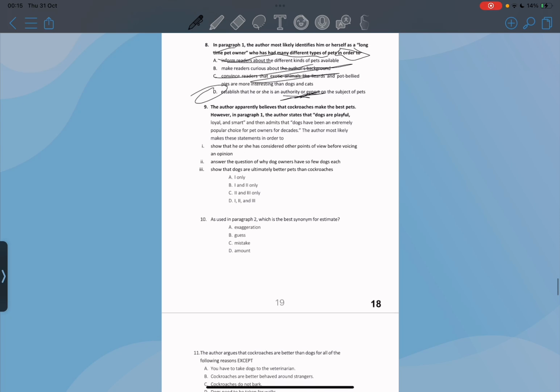Okay, question 9. The author apparently believes that cockroaches make the best pets. However, in paragraph 1, the author states that dogs are playful, loyal and smart, and then admits that dogs have been an extremely popular choice for pet owners for decades. The author most likely makes this statement in order to do what? So, show that he or she has considered other points of view. Answer the question of why dog owners have so few dogs each.